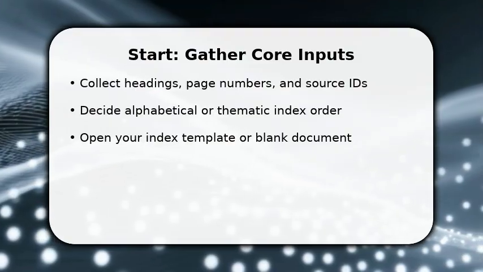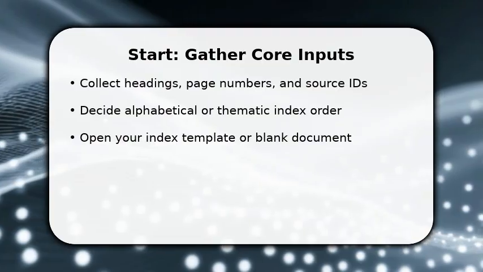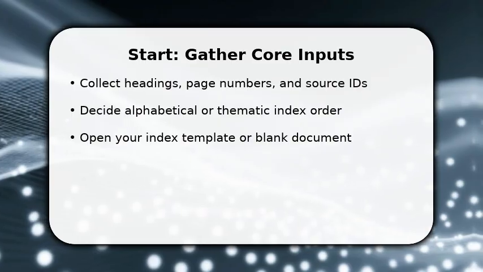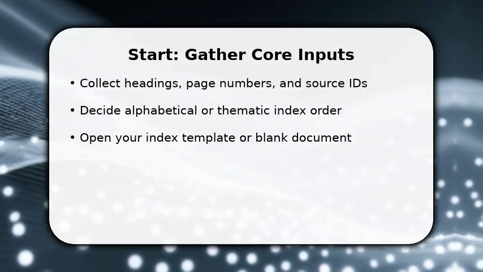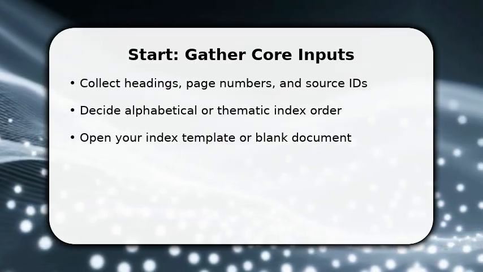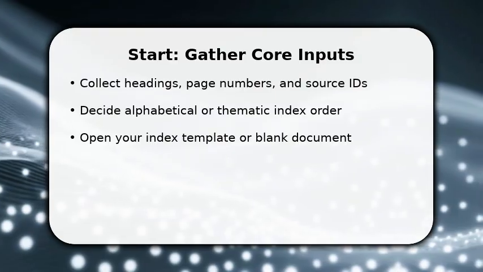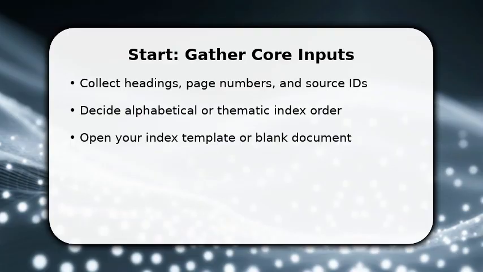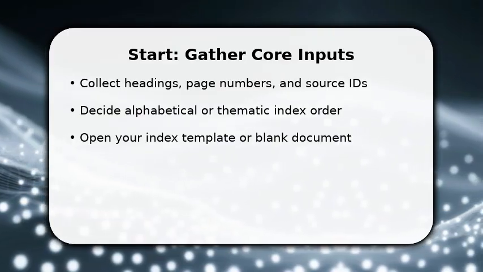You begin by gathering the raw material, headings, page numbers, and any source ID you will use. Once you have those, choose alphabetical or thematic order so the structure is clear. Make sure to open your index template or a blank document and set your font and margins now. This avoids reformatting later.